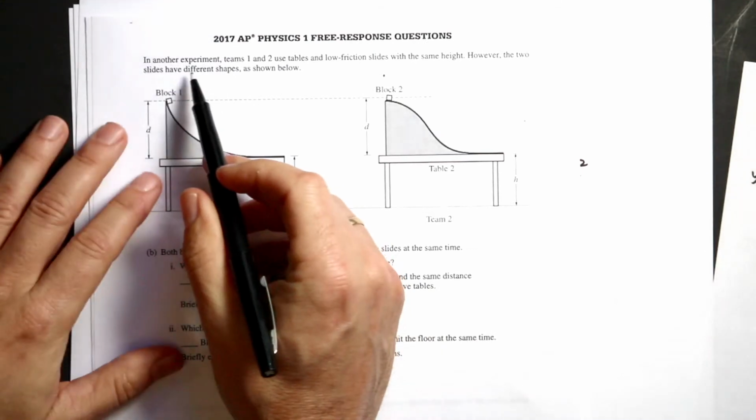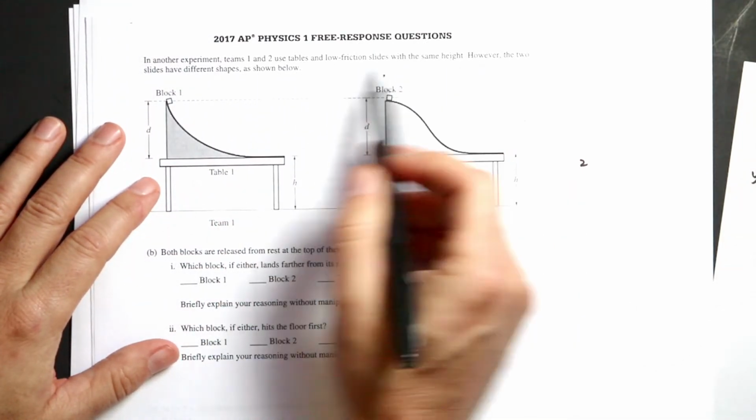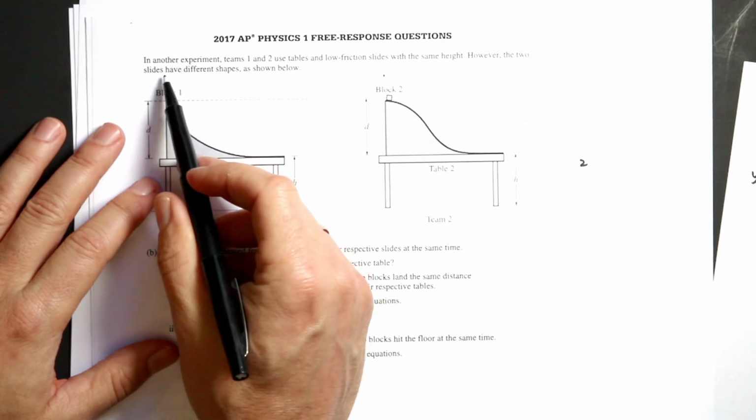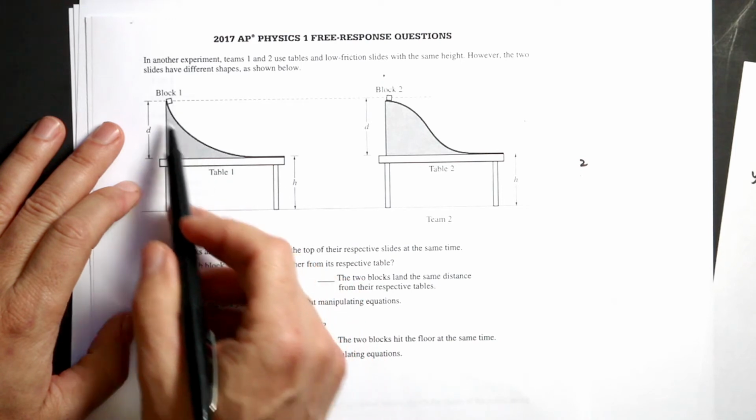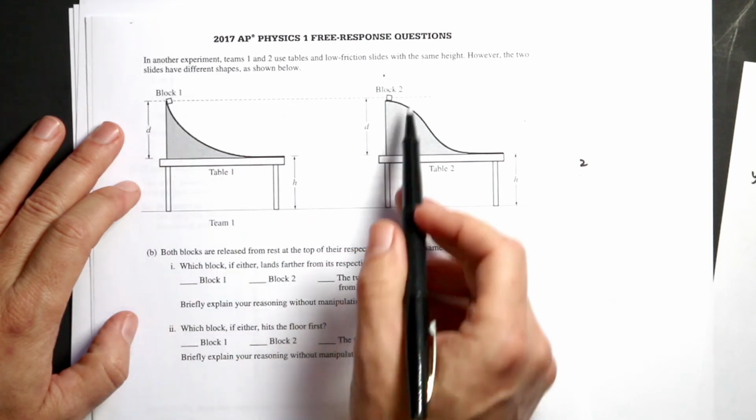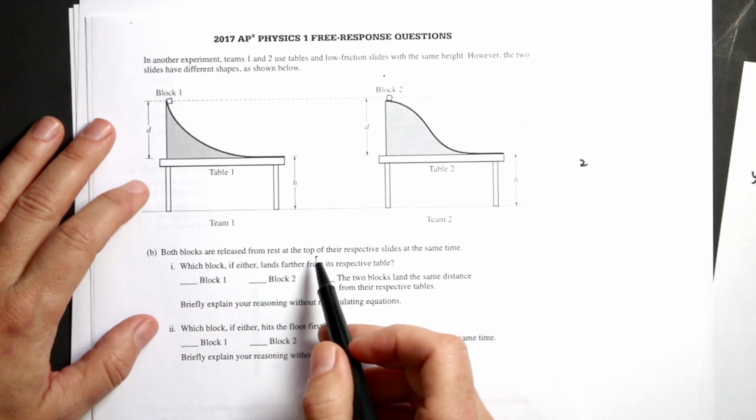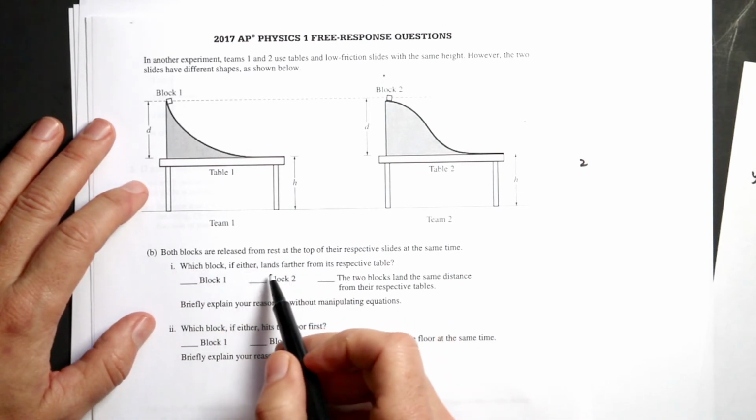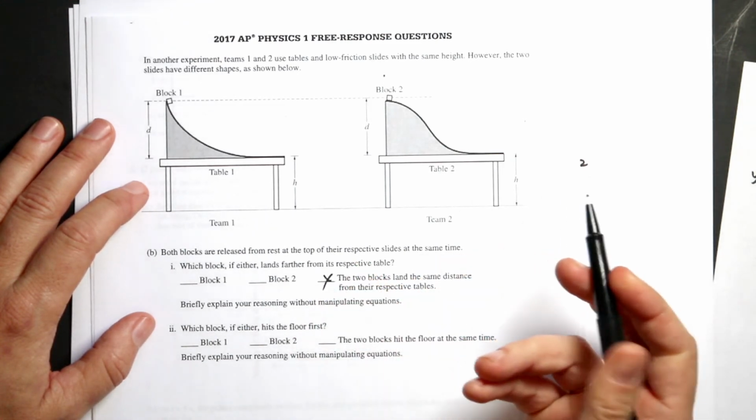In another experiment, teams 1 and 2 use tables with low friction slides with the same height. However, the two slides have different shapes. So this one just goes down. I don't know, is it a parabola or a circle? And this one is a curved shape. Both blocks are released from rest at the top of their slides. Which block lands farther from the table? They land the same. So in this case, it's the same thing, right?